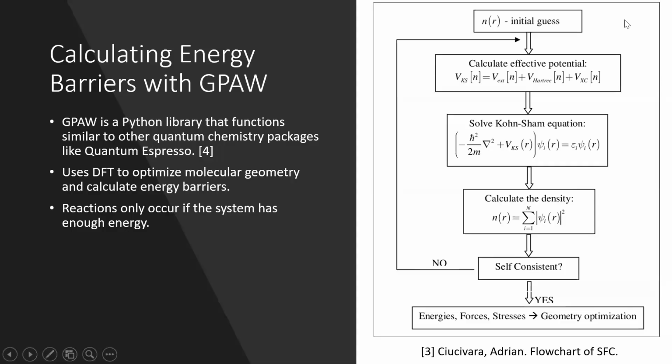The algorithm works as follows. We take an initial guess for the electron density. The program will use that to calculate an effective potential. We'll use that to solve a set of Kohn-Sham equations. That'll give us the electron density. If that density is in agreement with what we started with, then this is self-consistent, and we can get our energy and the optimized geometry. And this is important because our system conserves energy.